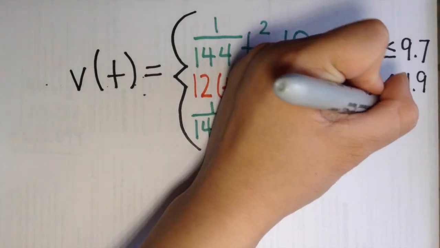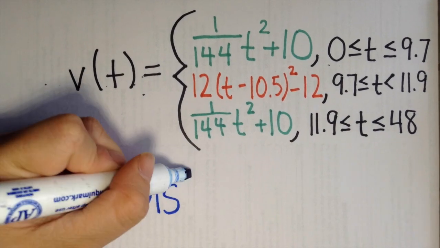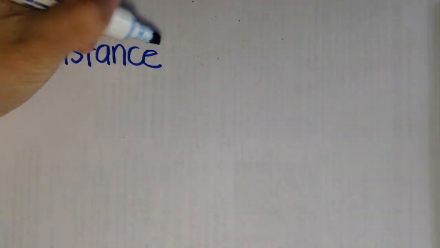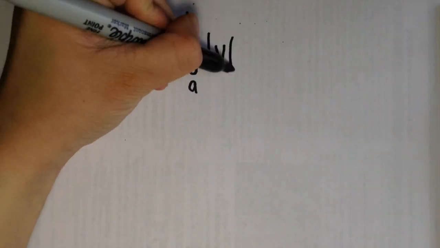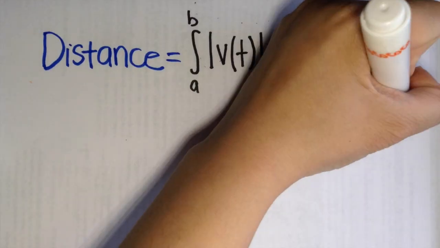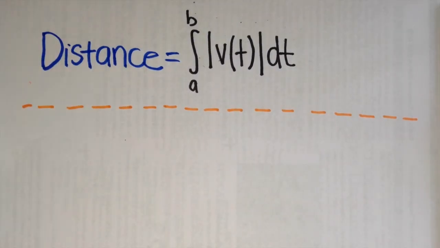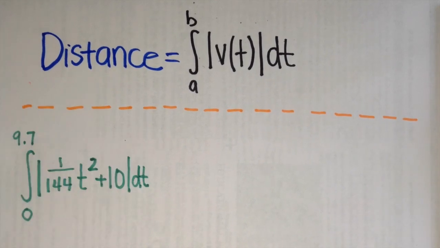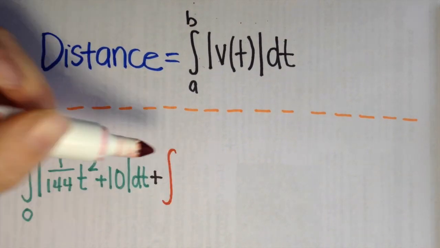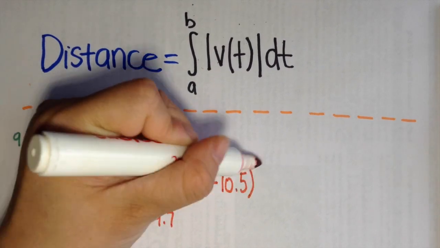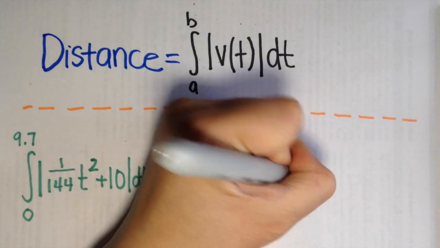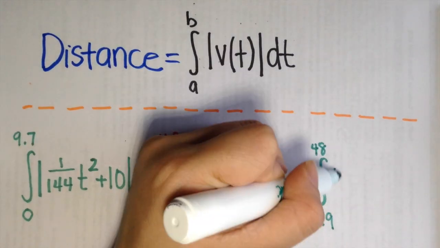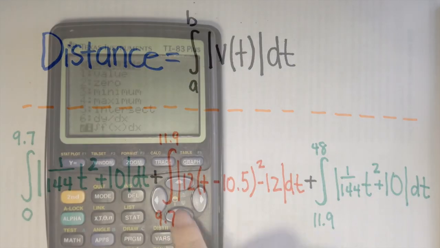To do this, you must use the formula for distance, which equals the integral from a to b of the absolute value of the velocity graph, dt. It is important to evaluate this at each interval shown in the piecewise function before. That means using the fundamental theorem 3 times, then adding all 3 integrals together.